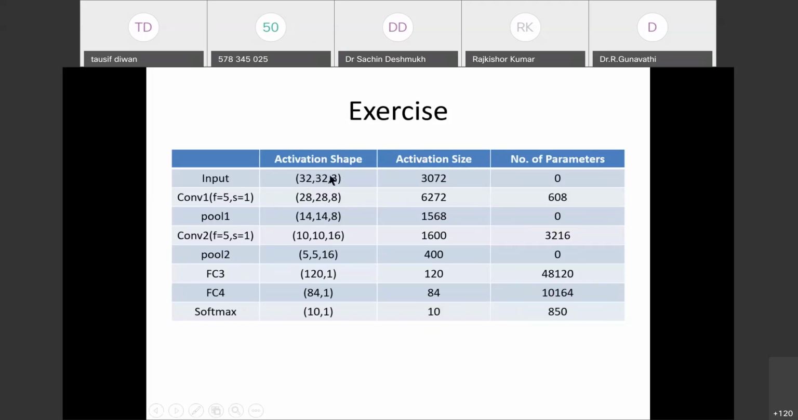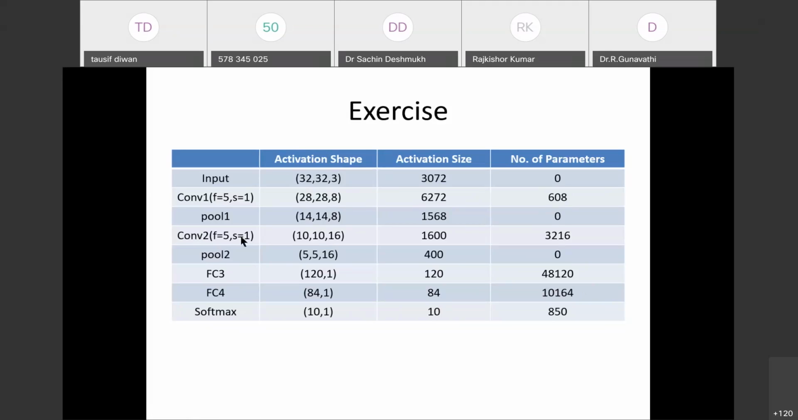And how many such filters are we applying in this operation? We are applying 8 filters. So total how many parameters will be associated? Total number of parameters will be 76 multiplied by 8. Yes, that is correct. 76 multiplied by 8 is 608. If you have any doubt, it will get cleared in convolution 2.